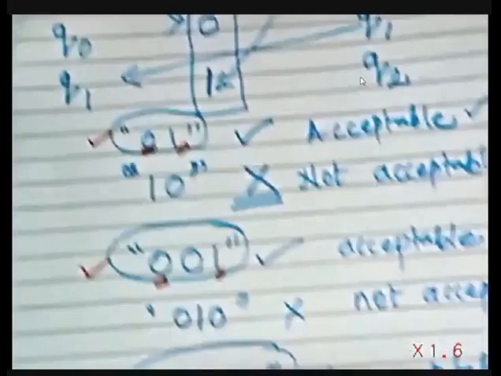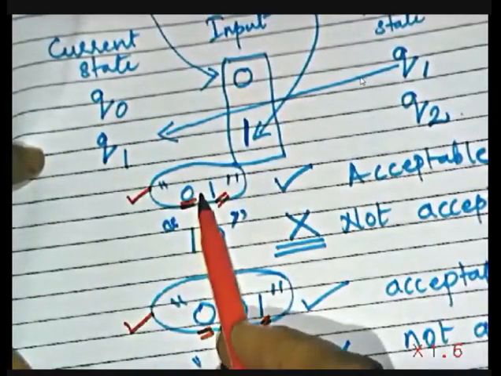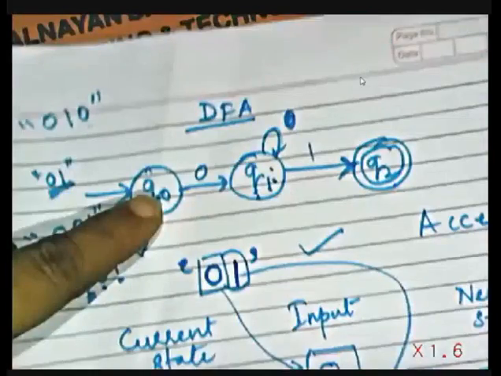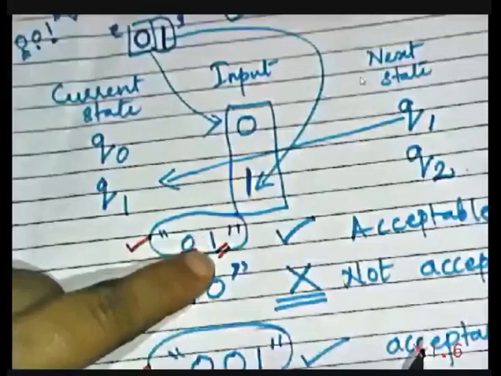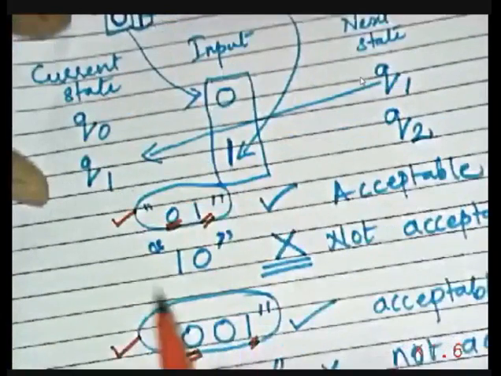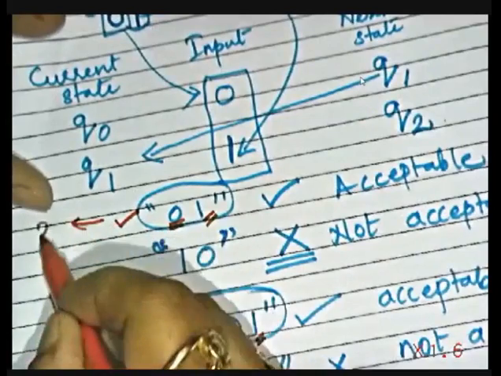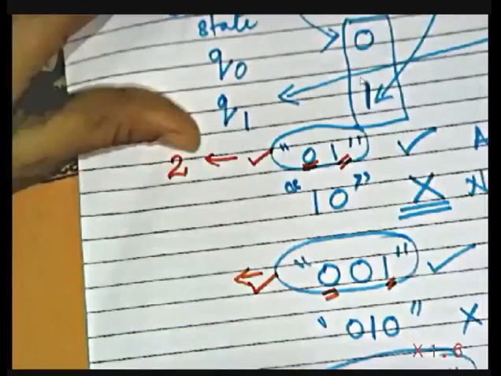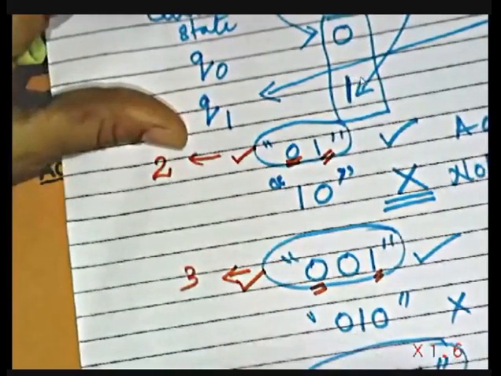You can observe here that the single minimum size string acceptable by this finite automata was 0 1. Next size: the length of this string is 2. Here the length is 3. Here the length is 4.